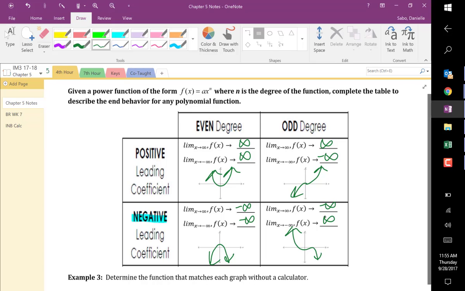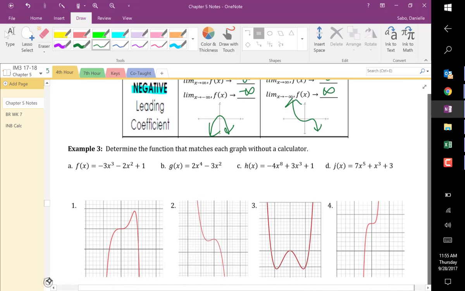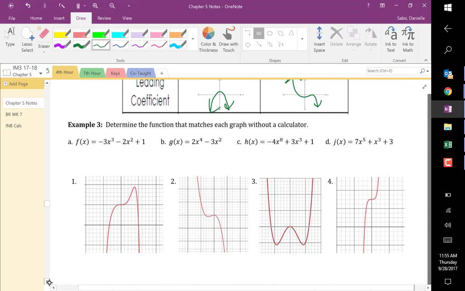Okay. This is going to be fun and interesting for me. Now, let's see how awesome you guys are, because I know you are all awesome. Determine the function that matches the graph without a calculator. So let's just talk about A. What degree is A? 3. Good. So it's going to be an odd degree, right? So does that mean we're going the same direction or opposite? It's opposite. So right away I know it can't be these two. I'm already at a 50-50 shot.